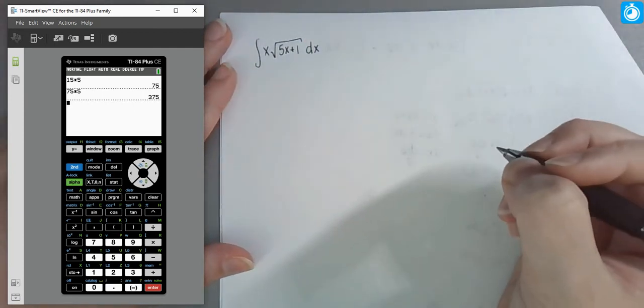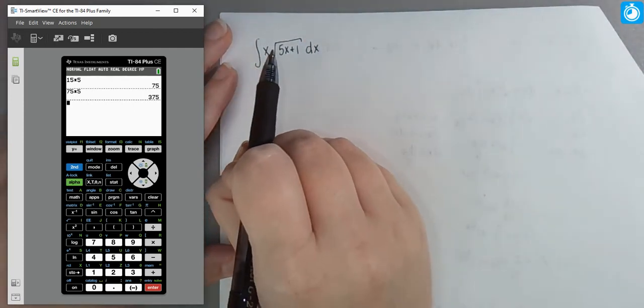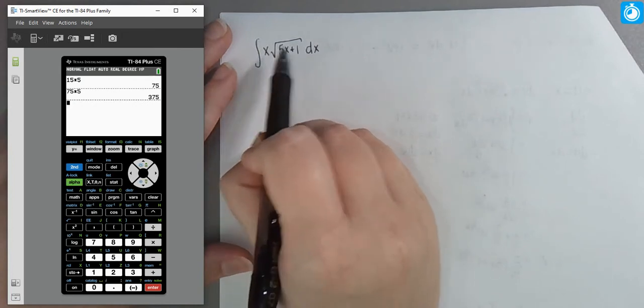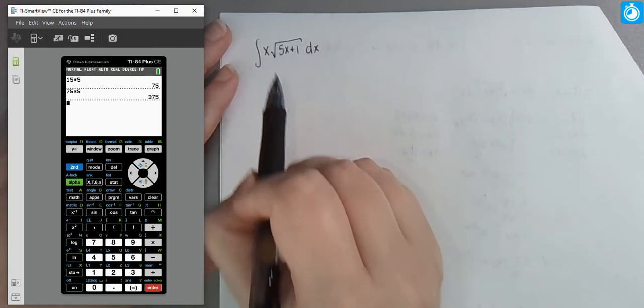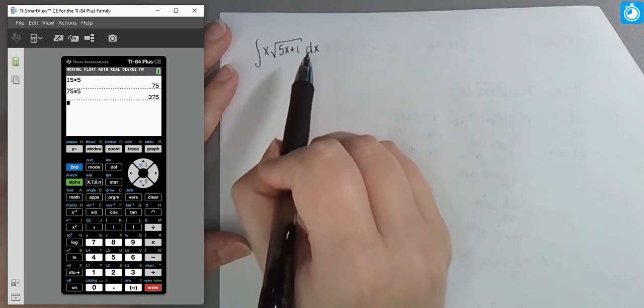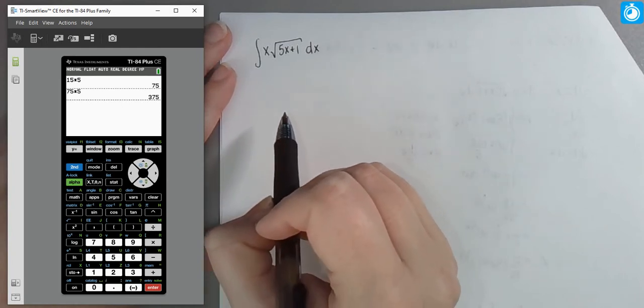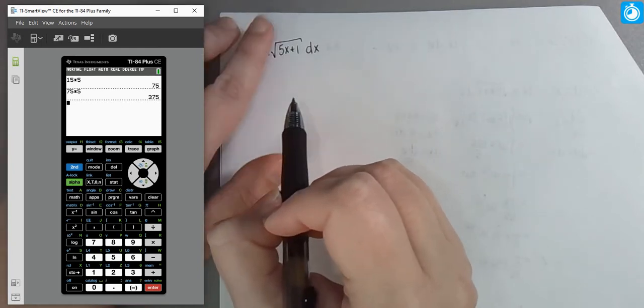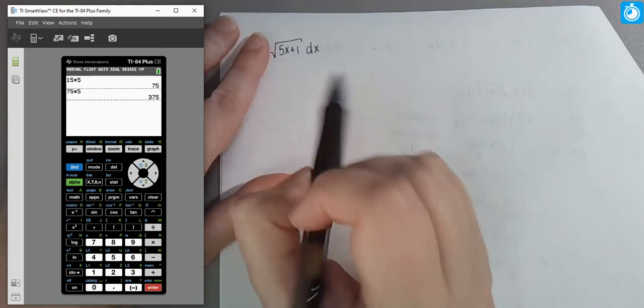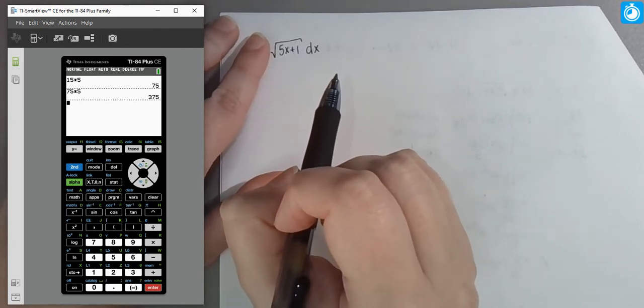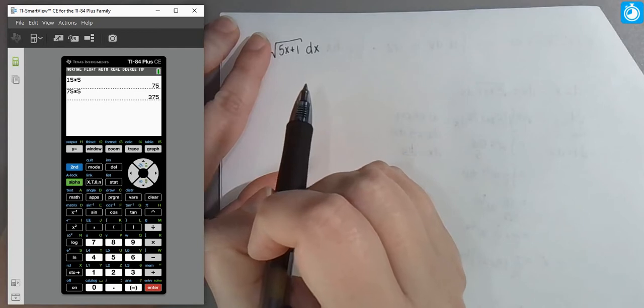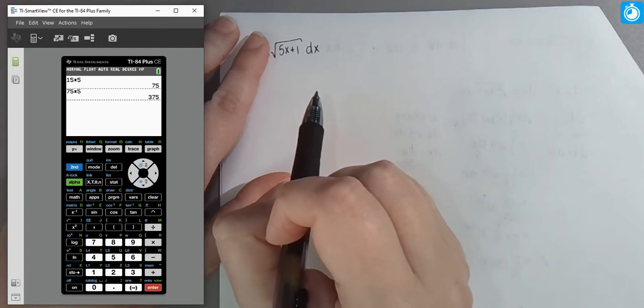Okay, so the original pairing we chose was that u would be x, and then dv, what we would integrate, would be the square root of 5x plus 1 dx. What if we chose another pairing? What if we looked at this function and said, oh, this is going to be something I can't integrate. Maybe it's something I can differentiate. What would happen if we made that choice?